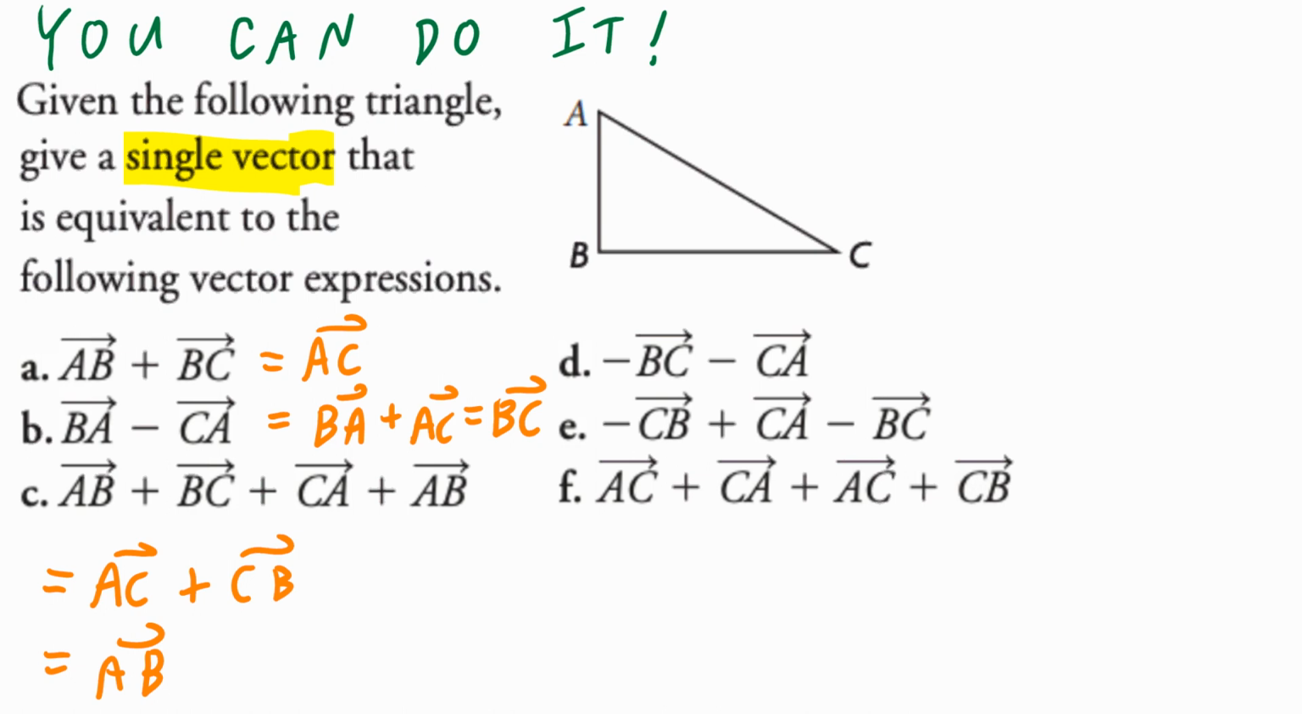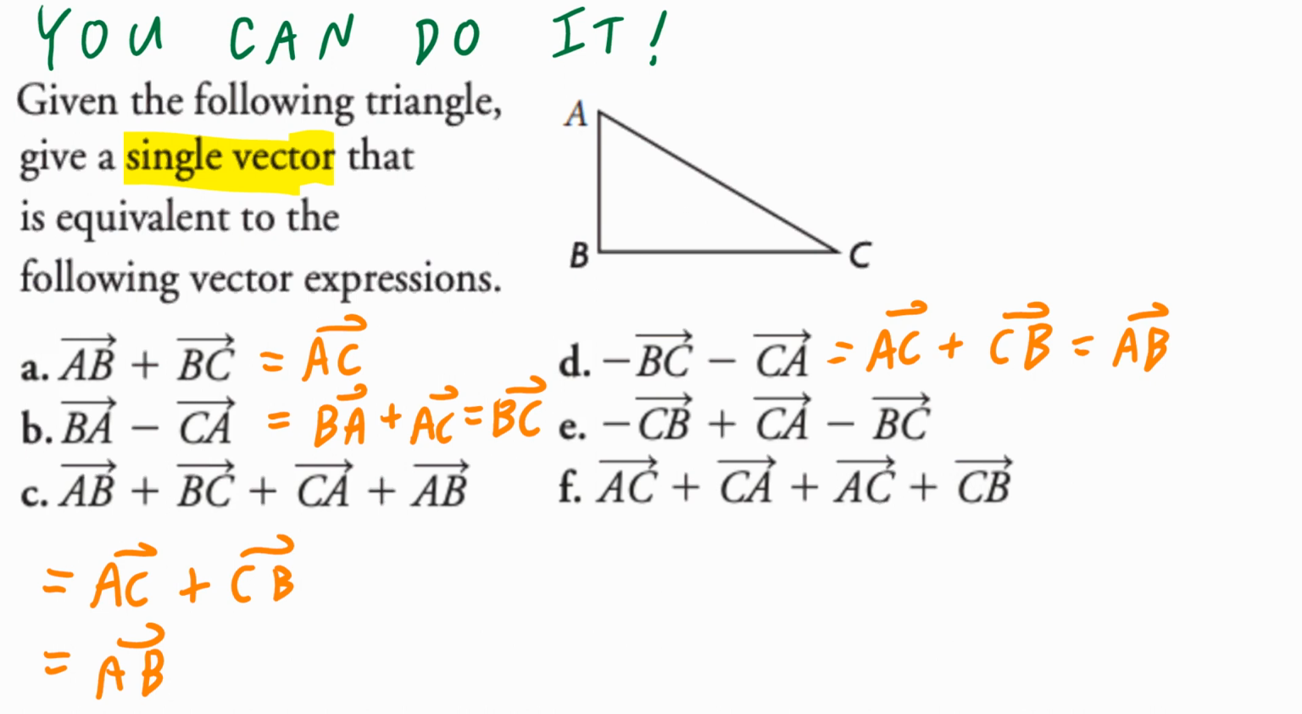Part D, negative vector BC minus vector CA. Now, if you look at this algebraically, this equals positive vector CB. And if you look at negative vector CA, that's positive vector AC. Now notice I purposely wrote this in a different sequence because I'm applying the same concept. So algebraically, this equals vector AB.